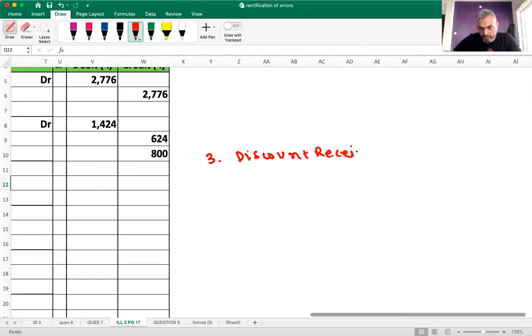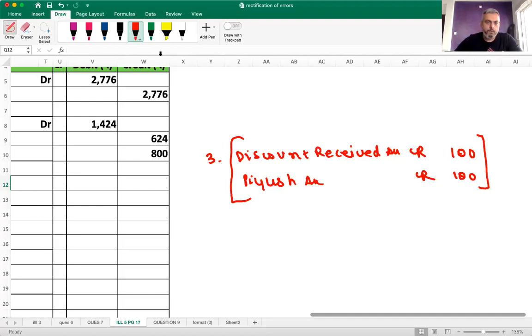Discount received account got credited with rupees 100, and Piyush account also got credited with 100. Now this is the mistake we have committed. Now what should be the correct journal entry?